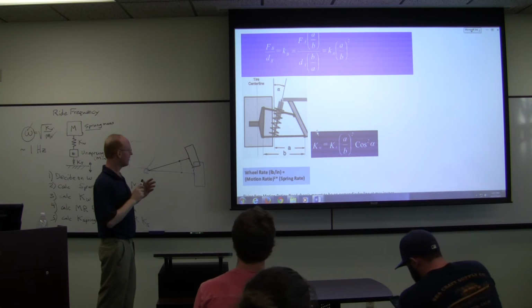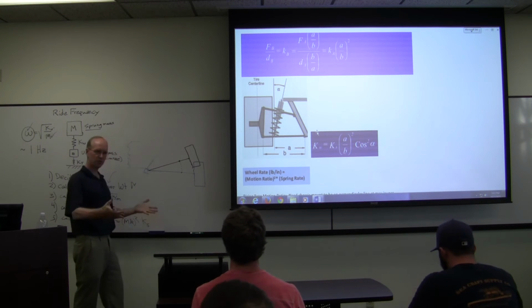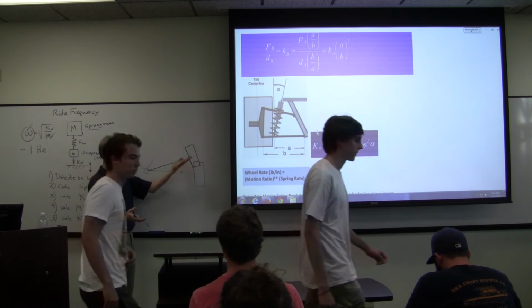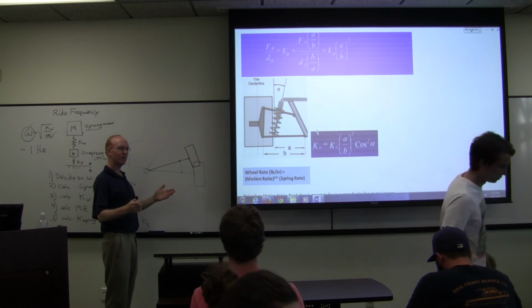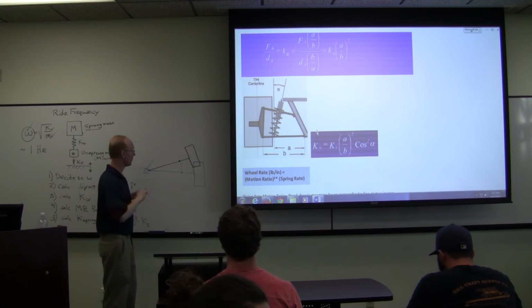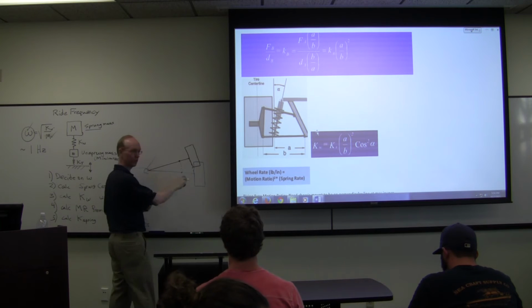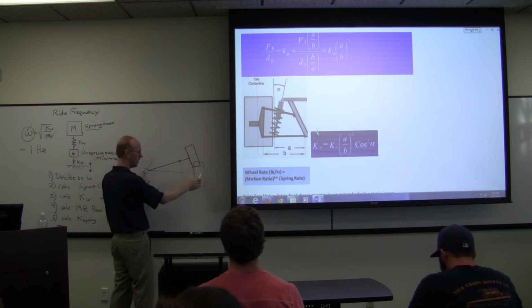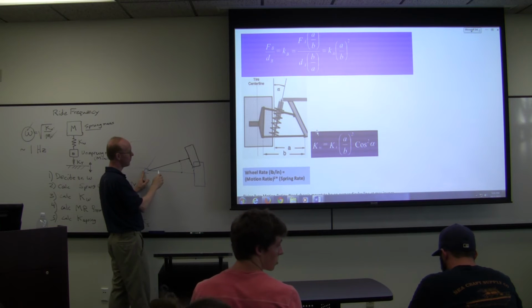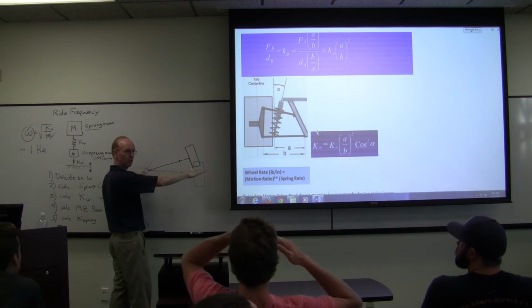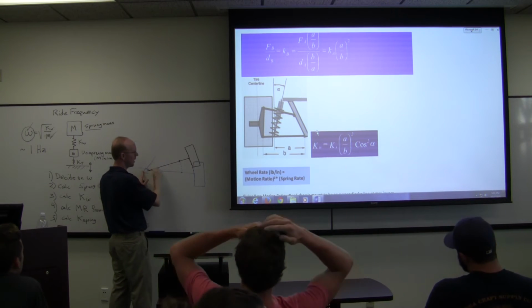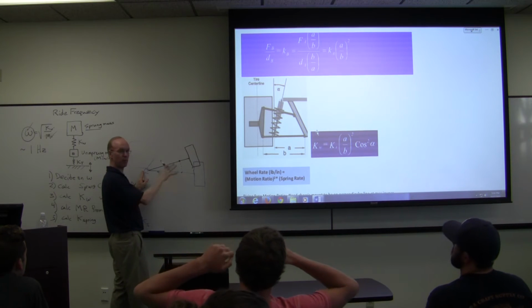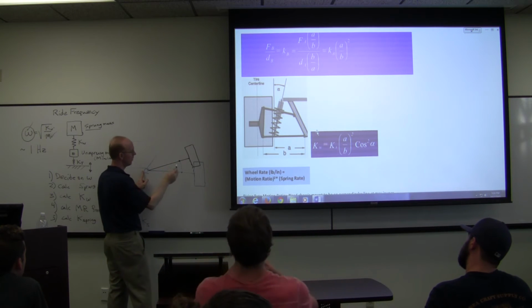So we would like to have the motion ratio increase as the wheel goes further in bump. That will keep us from bottoming the suspension out. And there's a simple geometric way to achieve this. So let's say the blue is the car at normal ride height, and the black is the wheel with full bump. That's the max travel.